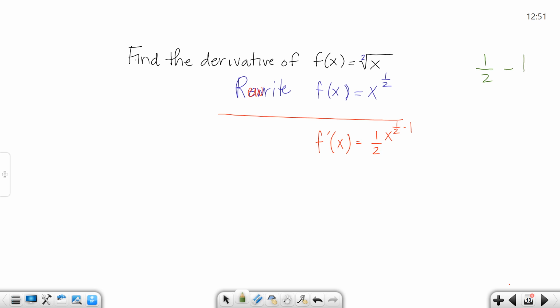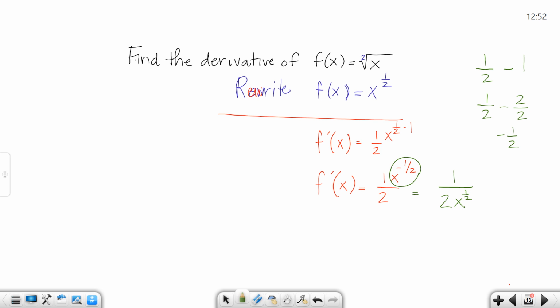So you have 1/2 minus 1. Well, 1 is a whole, so that would be 2/2. So 1/2 minus 2/2 would be a negative 1/2 exponent. So cleaning this up, I get 1/2 x to the negative 1/2. Remember, you can't have a negative exponent, so we want to move it. So this is going to be 1/2 x to the 1/2 in the bottom.